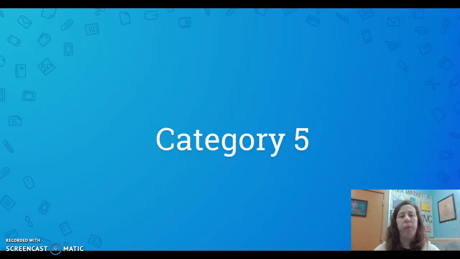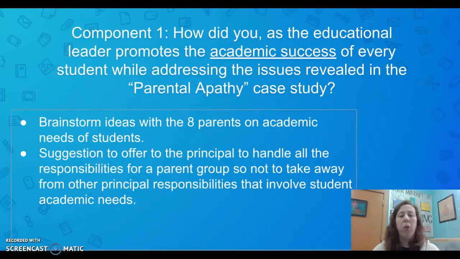Category 5. Component 1. This part asks about the academic success. And first of all, I included that we brainstorm ideas with the 8 parents on the specific academic needs of students. And then the other idea was a suggestion to offer to the principal to handle all the responsibilities for a parent group, so it wouldn't take away from the principal's responsibility that might already be tied up with student academic needs.